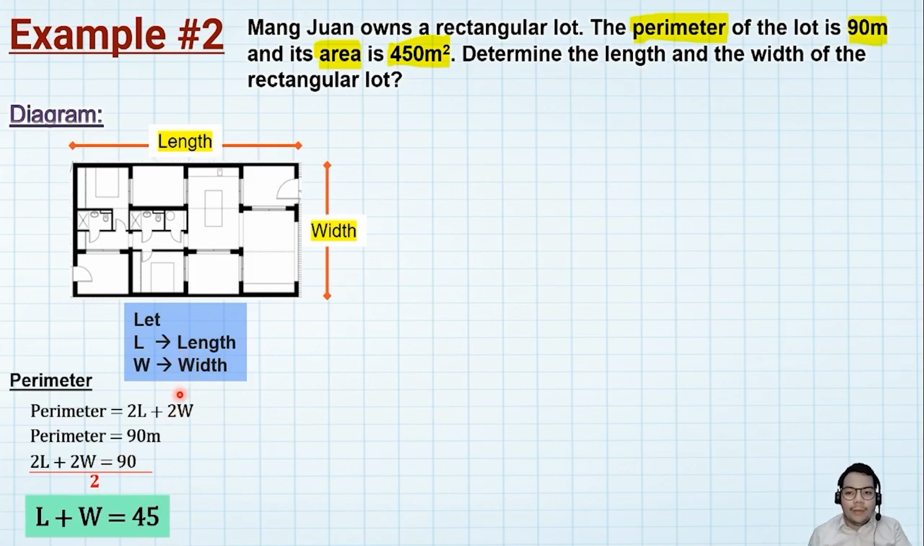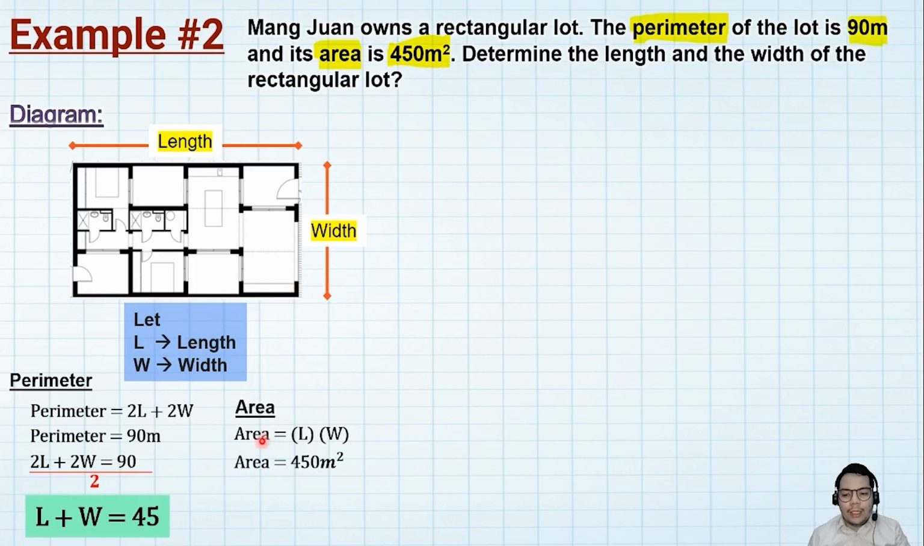So another given from the problem is the area. The area is once again equal to length times the width. So yan, L times W. And according to the problem, our area is equal to 450 meters squared.